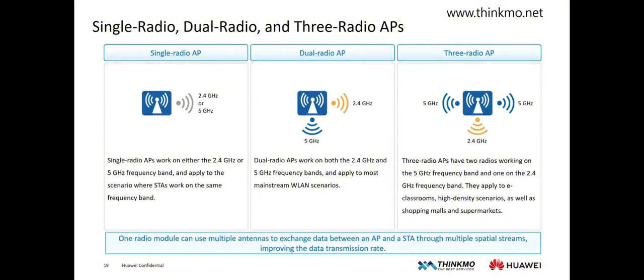Next, let's take a look at what single RF, dual RF, and triple RF APs are. An AP, which is a wireless access point, has differences in its radio frequency and types of radio frequencies, particularly in our working frequency bands and radio frequency configurations. For example, a single radio frequency AP usually refers to a wireless access point that operates on one frequency band. This band can be either the 2.4 GHz band or the 5 GHz band.